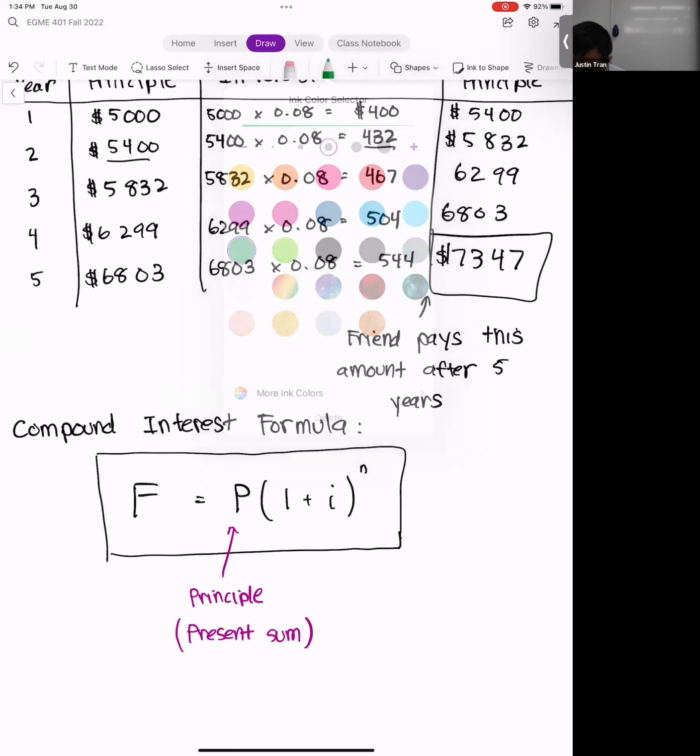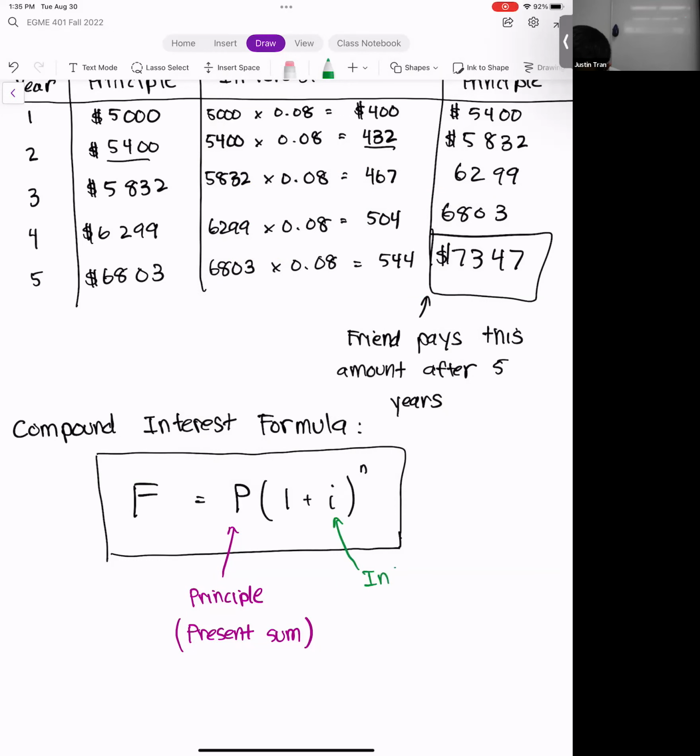All right. Next we have I. Just like before, I is our interest rate, and just like before, this interest rate is going to be expressed as a decimal. So don't express it as a percentage.